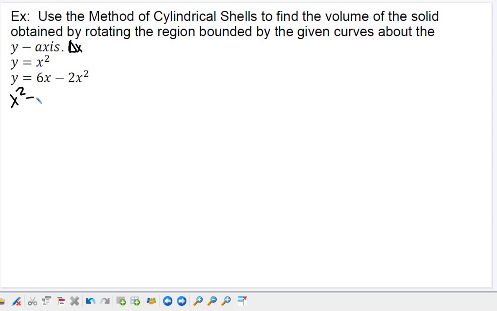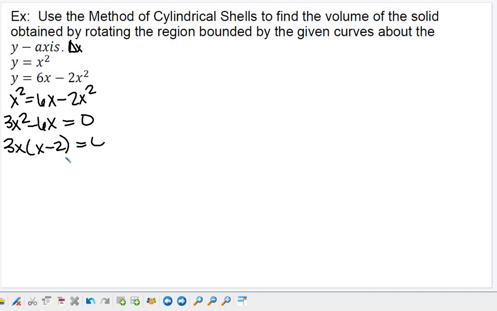So I'm going to do x squared is equal to 6x minus 2x squared. Personally, I like to keep my squared term positive. So I'm probably just going to move everything to the left, which is a little more work, but I'm just going to. So if I add 2x squared and subtract 6x, that gives me 3x squared minus 6x equals 0. Then I'm going to factor 3x, x minus 2. So x is 0 and x is 2. So they do intersect in the first quadrant.